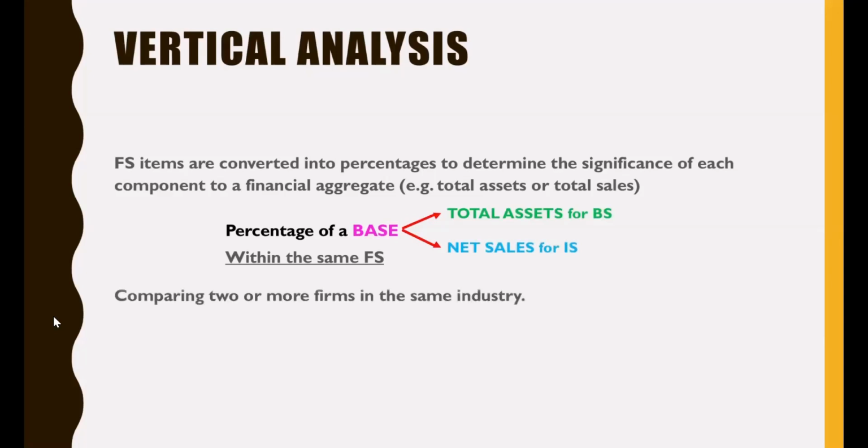For the income statement, our base is the net sales. The use of vertical analysis is effective in comparing two or more firms in the same industry despite differences in the firm's size. So imagine you are comparing Starbucks with Faron Coffee. Definitely Starbucks is a bigger company than Faron Coffee.